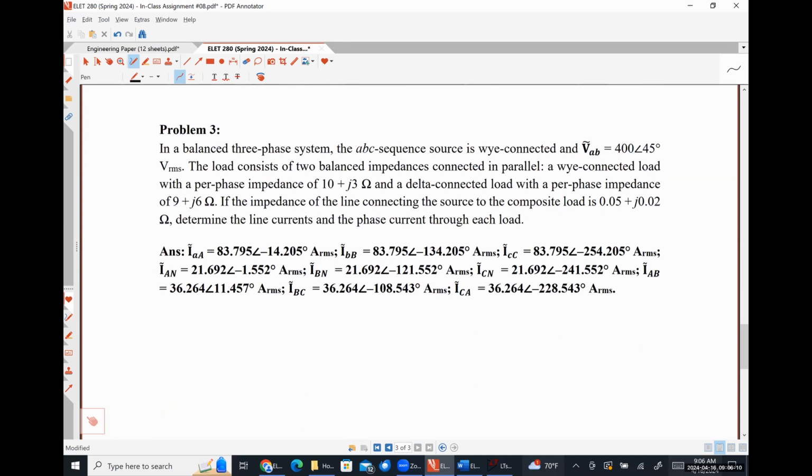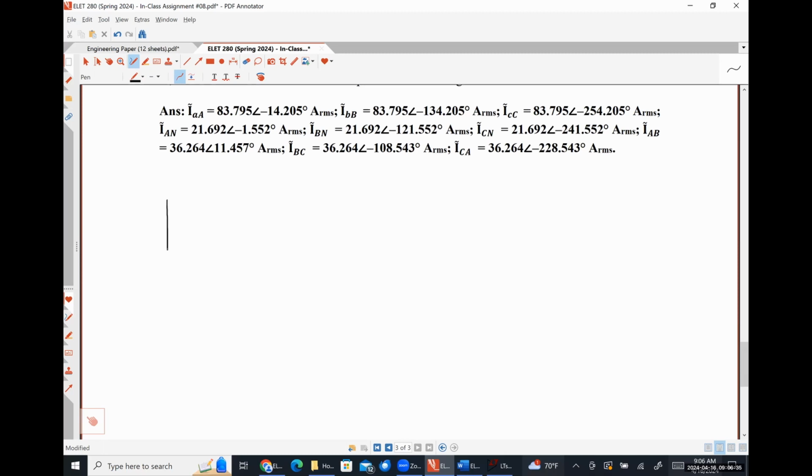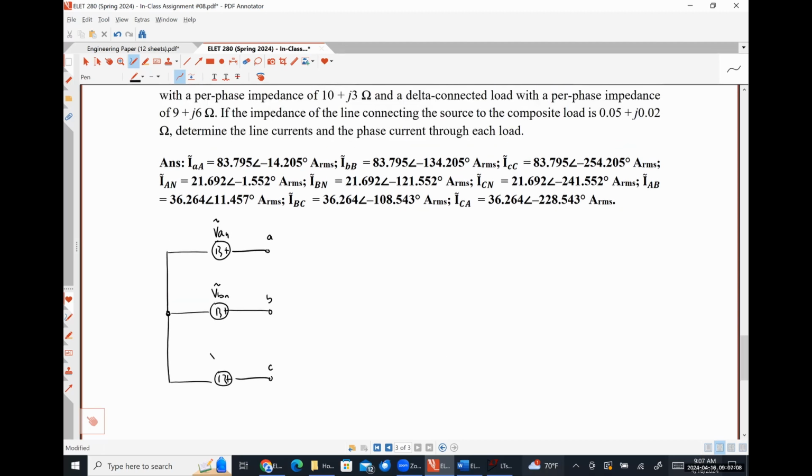So let's look at problem 3. And I want to be clear here. This one is going to be difficult, but this is literally as difficult as you could ever make one of these problems. Cannot be harder, and I'll explain what I mean by that here in a moment. So we have a balanced 3-phase system, and our source is Y connected. So let's draw that out. So there's our balanced 3-phase source.